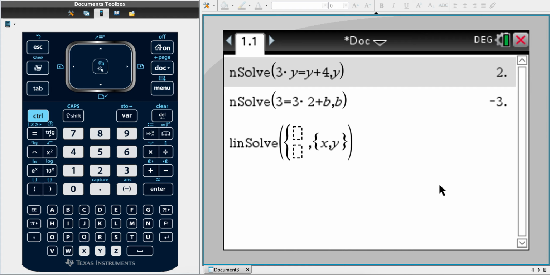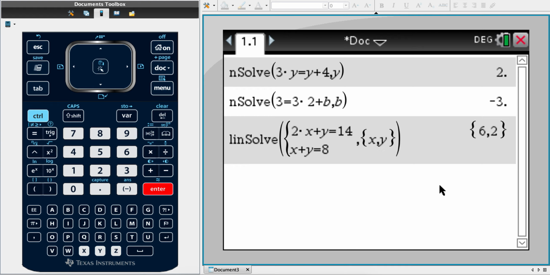And then in here, we're going to type the 2 equations that we've been given as part of the simultaneous equations. So for example, you might have 2x plus y is equal to 14. And the second equation might be x plus y is equal to 8. We press enter, and we found our answer.